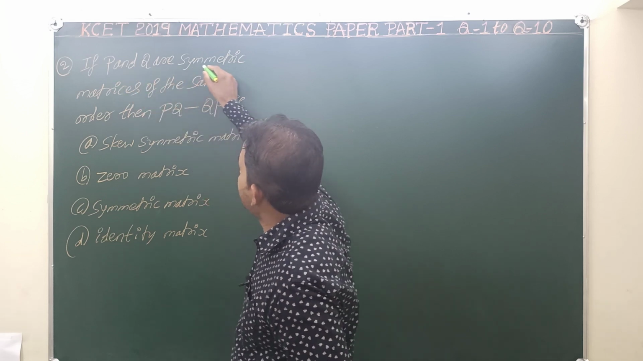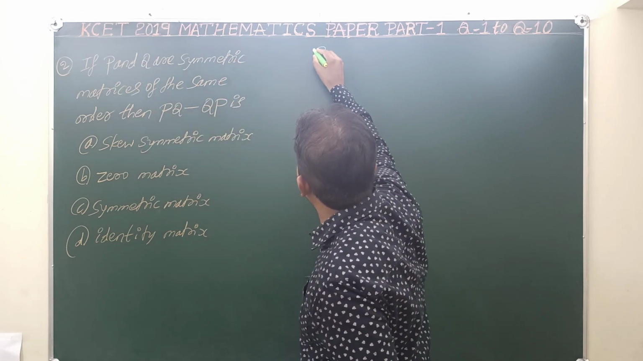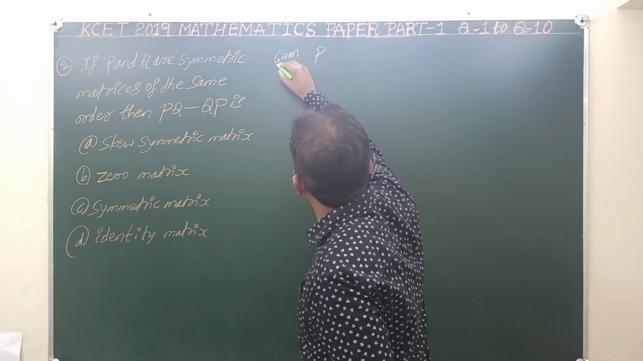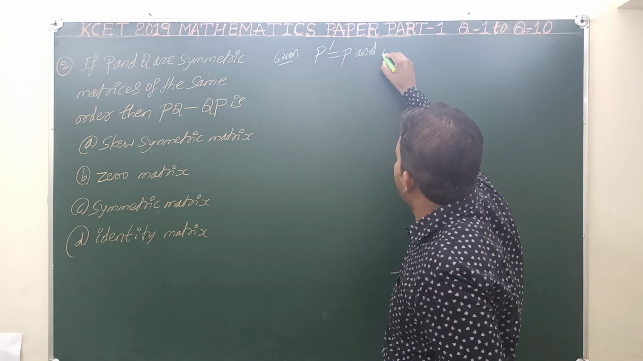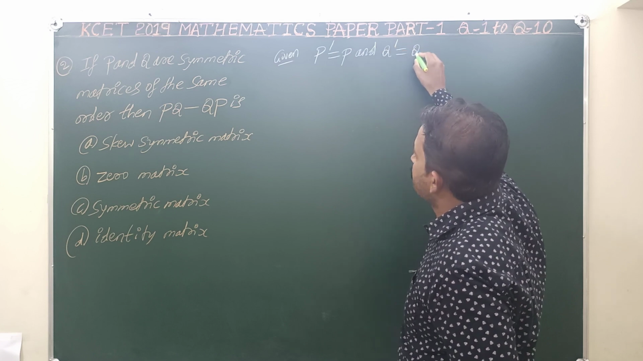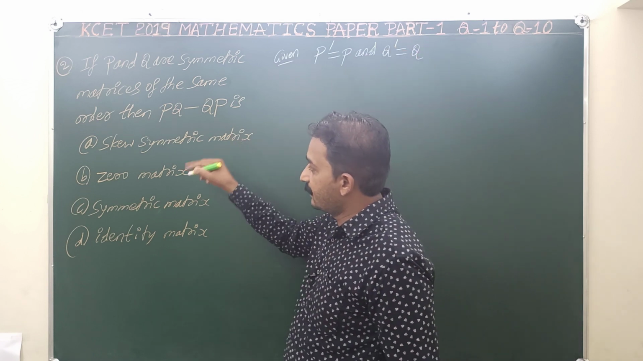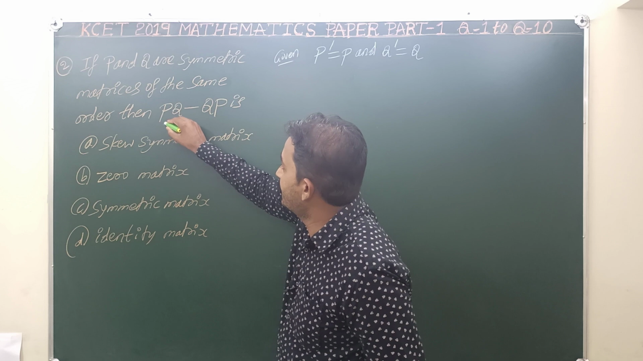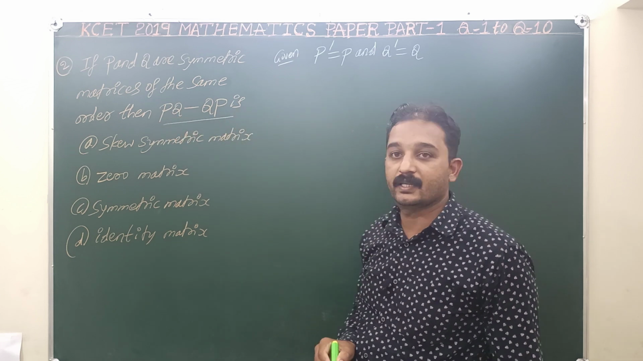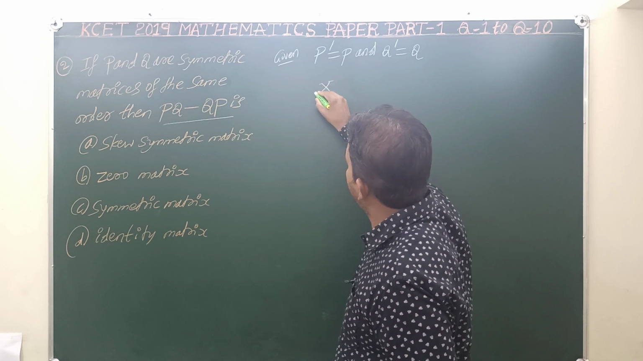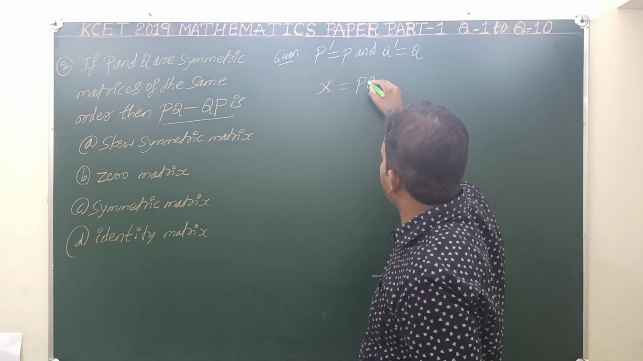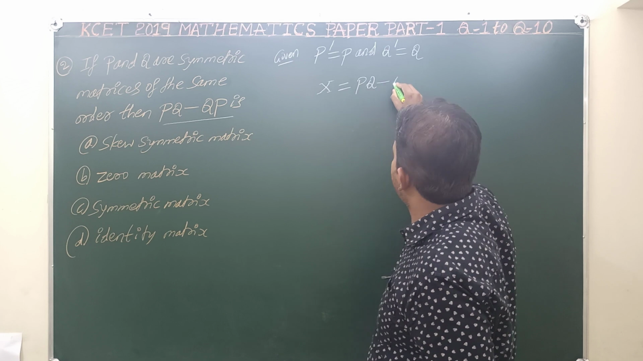If P and Q are symmetric matrices, it is given that P transpose is equal to P and also Q transpose is equal to Q, because they are symmetric matrices of the same order. Then find what PQ minus QP is. So here we take X is equal to PQ minus QP.